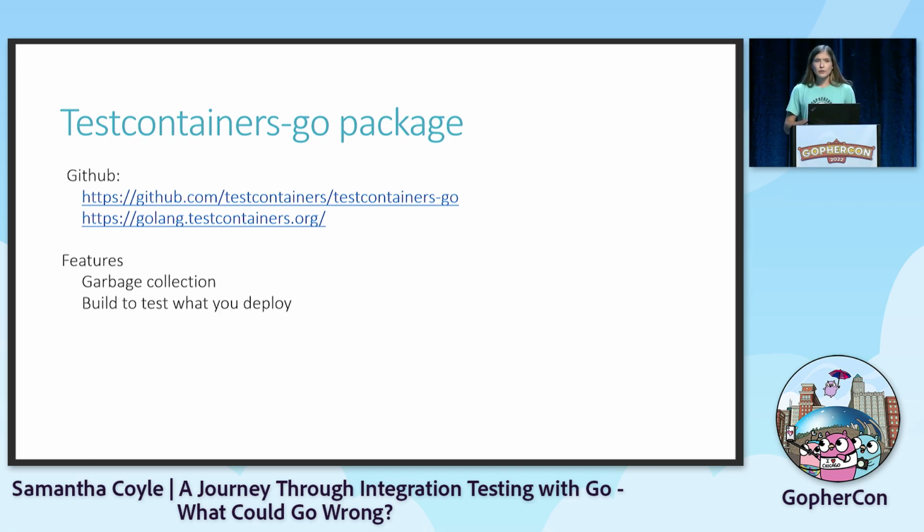TestContainers-go enables you to build to test what you're deploying. So you can build based on a Dockerfile or even a Docker Compose file, which was important because our smart city solution leveraged a Docker Compose file to orchestrate our solution. So we were able to use that same Docker Compose to spin up our services to work with our solution, but also for our testing, for our integration tests.